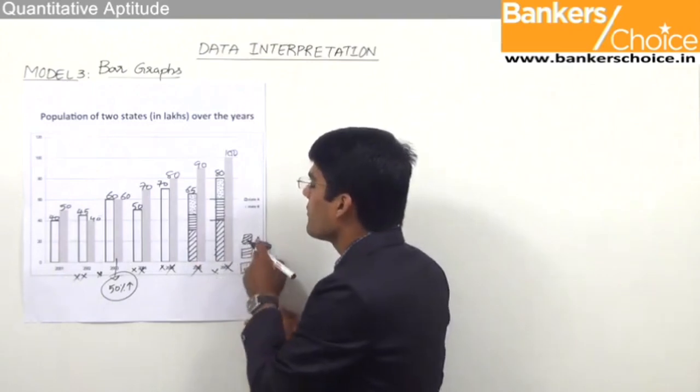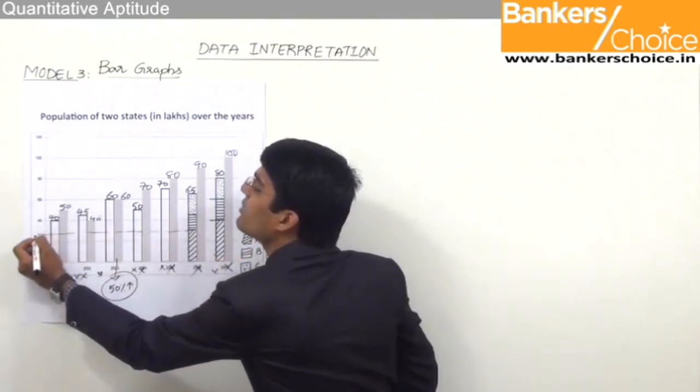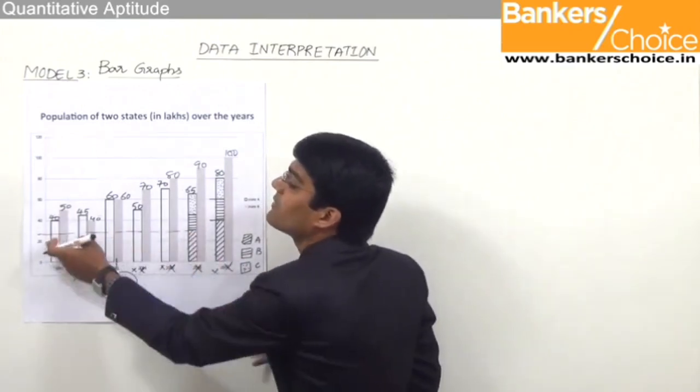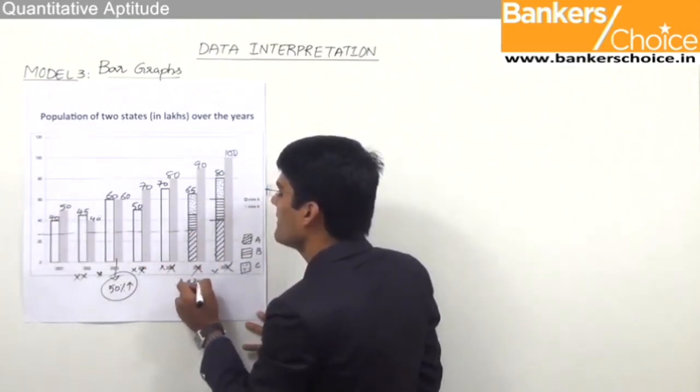In 2006, for state A, it is from base up to this point. Now this point, as you can see, is going up to middle of 20 and 40. That can be taken as 30. So state A in 2006 will be 30.